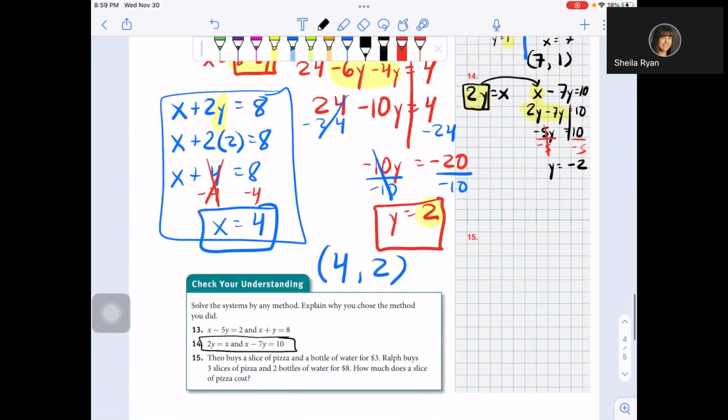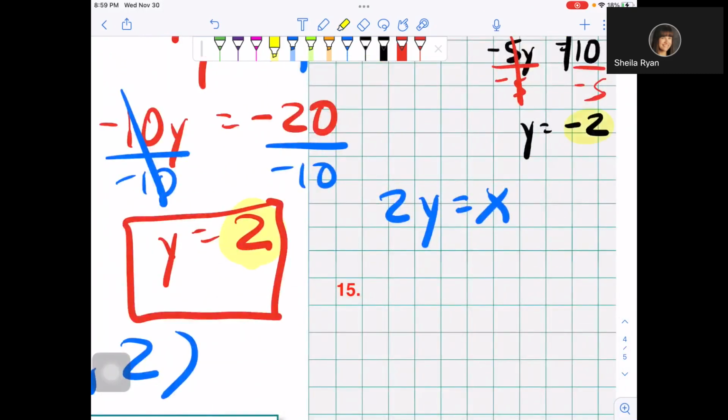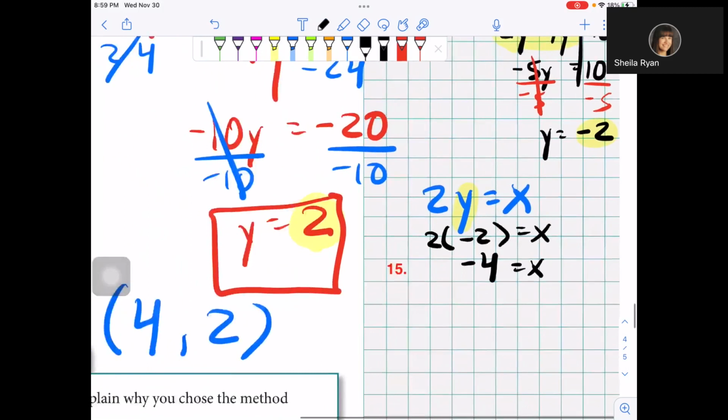That's the y value. And the last part is to figure out what your x value is. And again, you can use either equation you want. I always use the one that looks easier to me, and that's the first one, 2y equals x. That looks like an easy equation to work with. I know that y is negative 2. So now I'm going to substitute again. And I have 2 times my y, which is -2, is equal to x. 2 times -2 is -4. And so my x value is -4. I have x is -4 and y is -2. And that would be my solution for number 14.